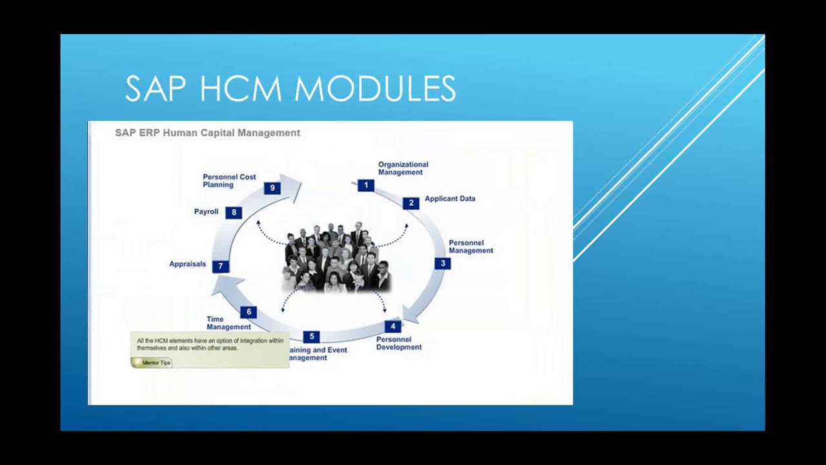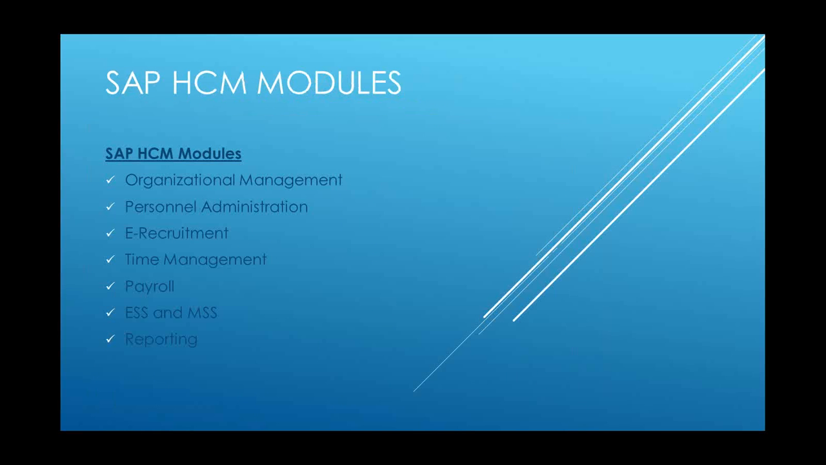So, coming to HCM modules, you have org management, recruitment, person management, person development, training and development, training and event management, time management, rewards and appraisals, compensation, and also payroll, and then you have personnel cost planning modules. Coming to the SAP HCM modules, as I've already shown, you have org management, person administration, e-recruitment, time management, payroll, ESS/MSS, and also reporting.